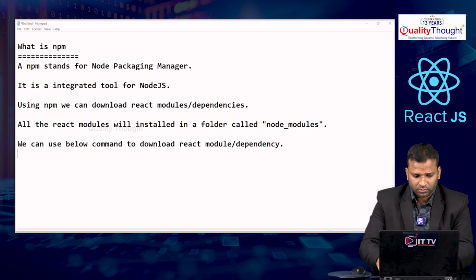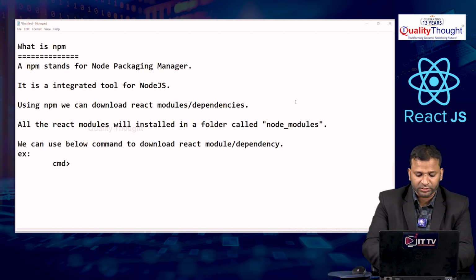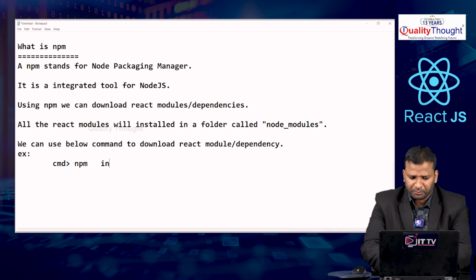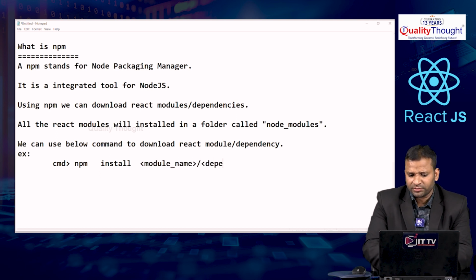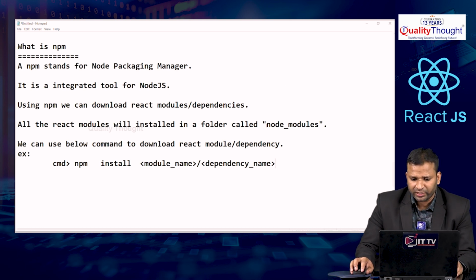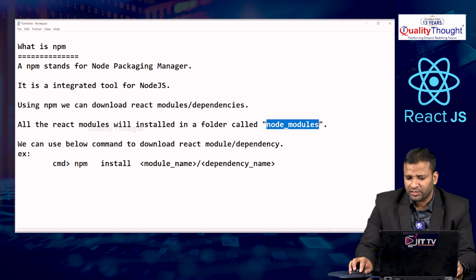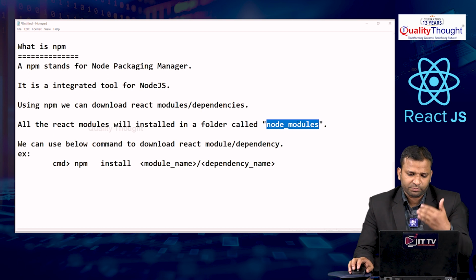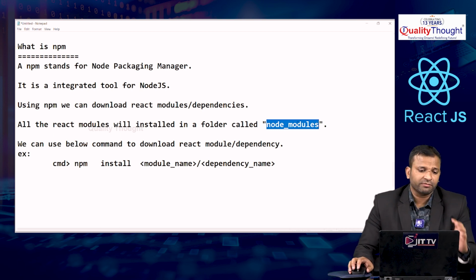So what we need to do here is open the command prompt. CMD means we need to open the command prompt. Then we need to write npm install, space, and here you write whatever the module name or dependency name is. Automatically that module or dependency will be downloaded, and the location of that dependency or module is nothing but node_modules. So don't worry, I will explain this folder once again whenever we create the first application in React.